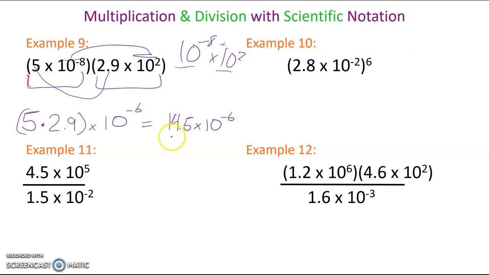Now, this is still a problem right here because, again, I want my number in scientific notation to be in between 1 and 10, all right, in between 1 and 10, okay?